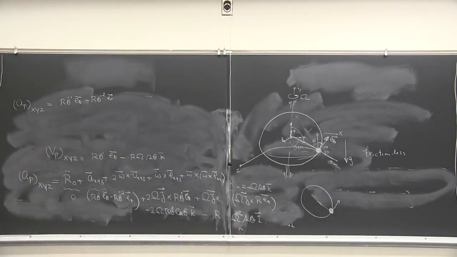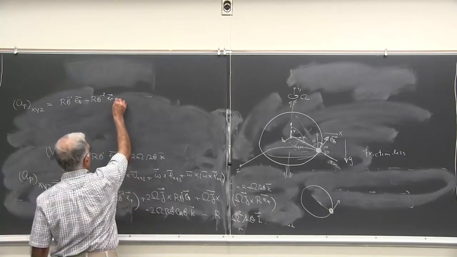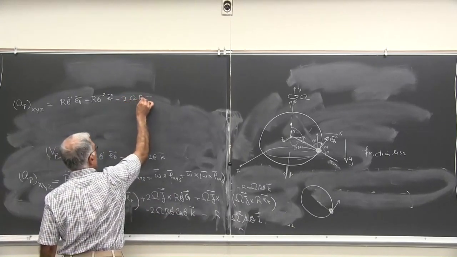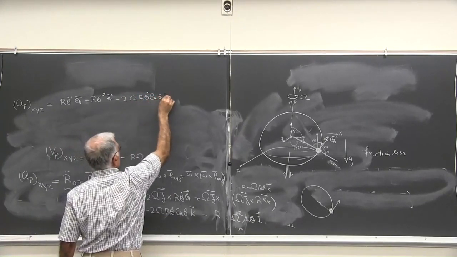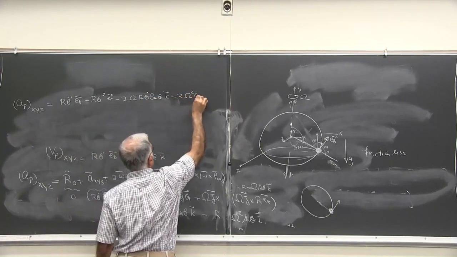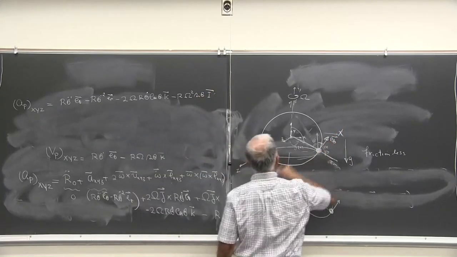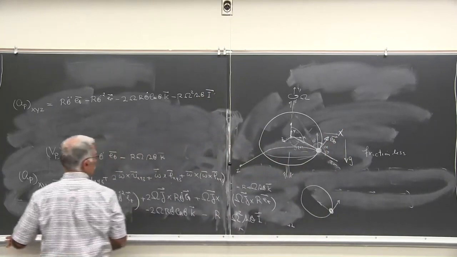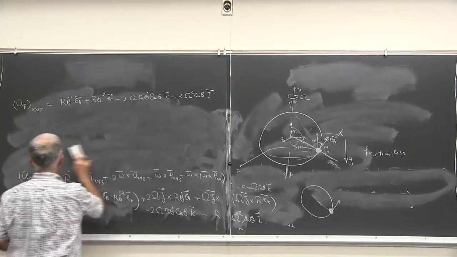So your acceleration with respect to the main reference frame becomes minus 2 omega r theta dot cosine theta capital K, minus r omega square sine theta capital I, and this is your main reference frame X. So now you go ahead, you have acceleration.